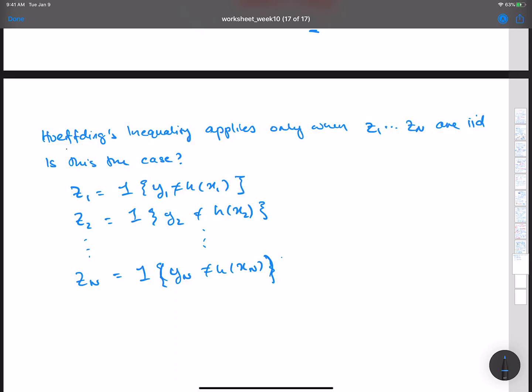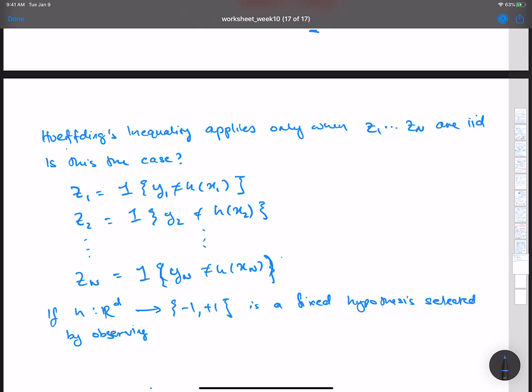So we see that, yes, one by one, if you fix h to be a single hypothesis, then it is IID. So if h, which maps the input space, real space, to a discrete value, is a fixed hypothesis selected by observing D, then yes, the zs are IID. But this is not typically the case.